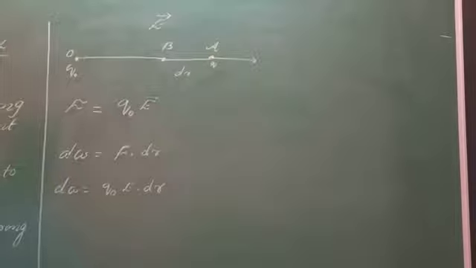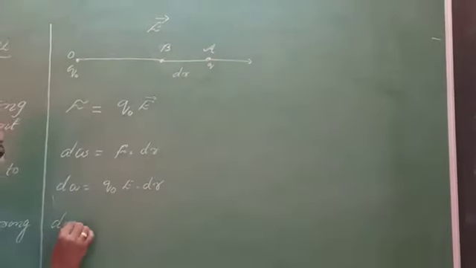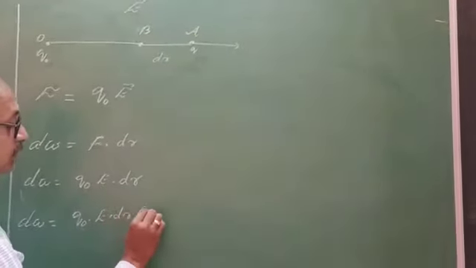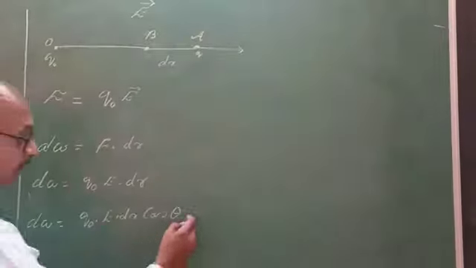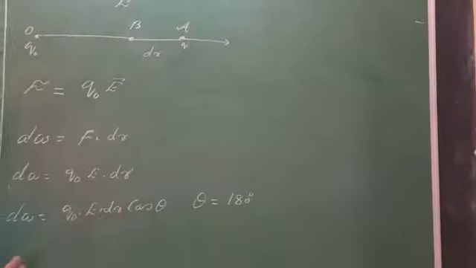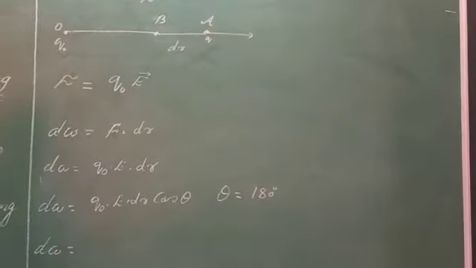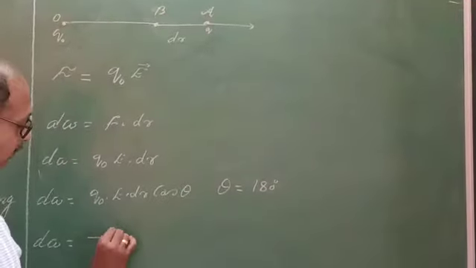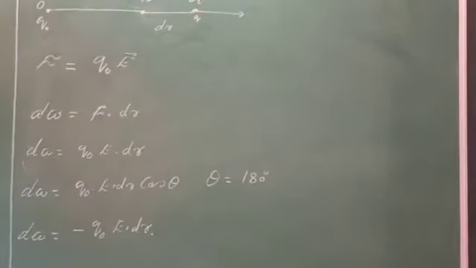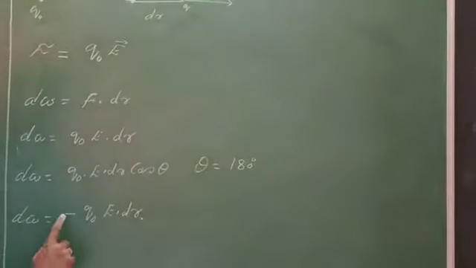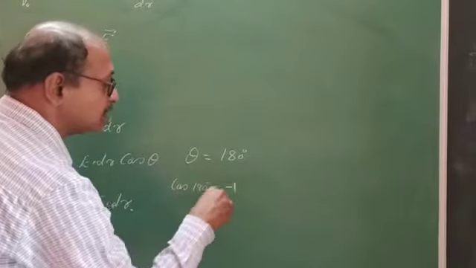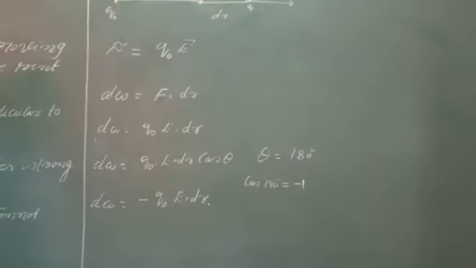This can be written in other words: the work done dW is equal to Q naught into E into dr cos theta. When theta is equal to 180 degrees, dW is equal to minus Q naught E dr, because cos 180 degrees is equal to minus 1.